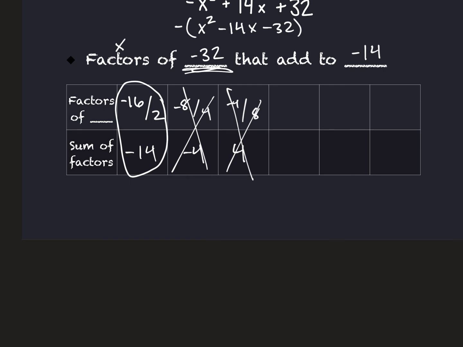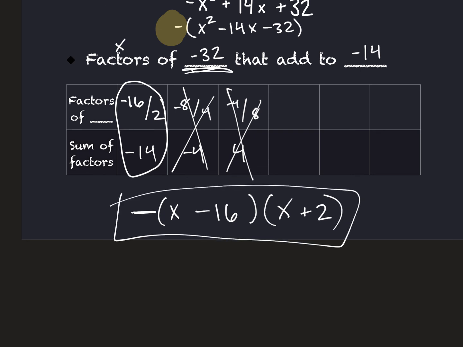So that's our answer. Since we took out the negative to start here, I have to just make sure I put that negative on the outside. But everything else stays the same. So what's going to go first in my parentheses? X and X. And then what comes next? Minus 16 and plus 2. So that's my answer.